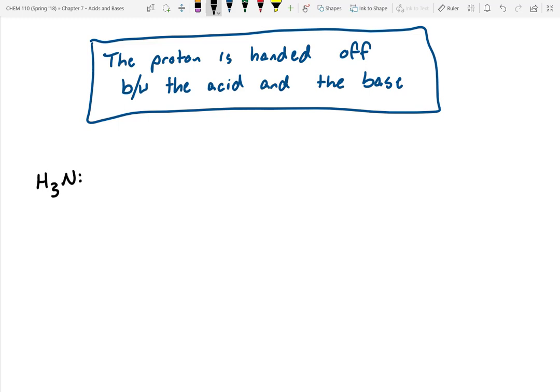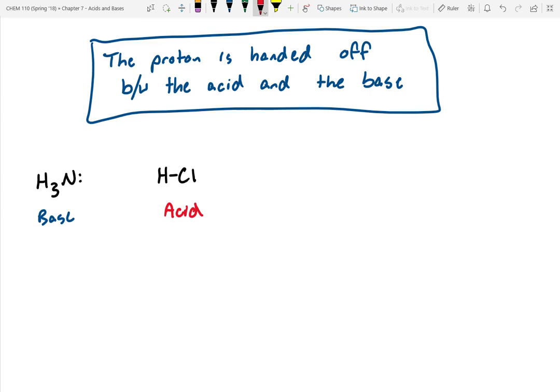So let's say we have ammonia, which is NH3. We have HCl, hydrochloric acid. We know that's an acid. So let's quickly label our base and our acid over here. We know that acids want to give up their proton, and the base wants to grab that proton.